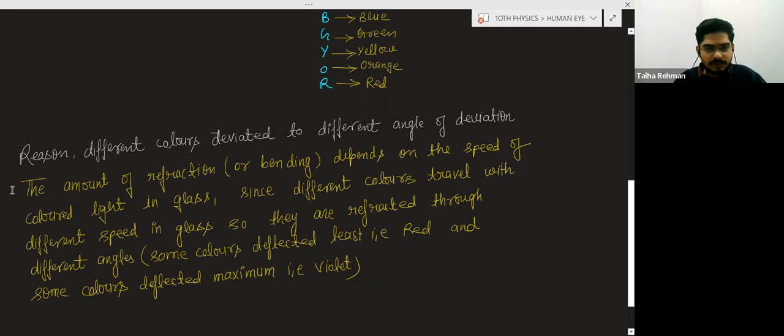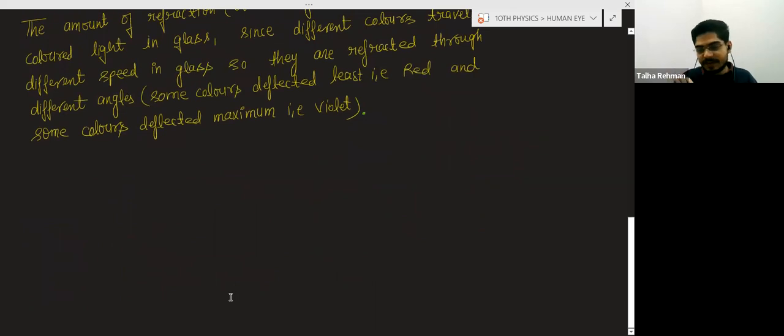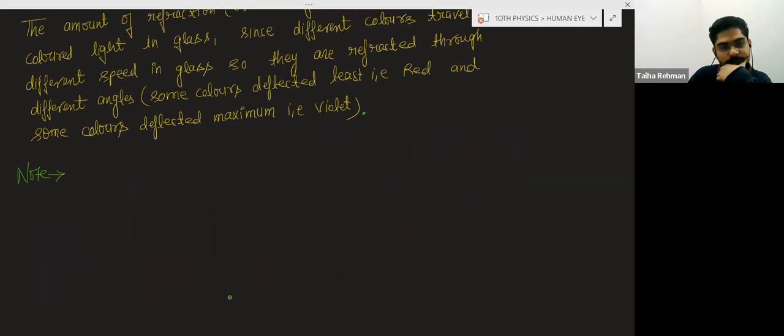Just remember this thing. This is, I think, enough. And remember, red color is least deviated. You can note it. Red color, least deviated. Violet color, maximum deviated.